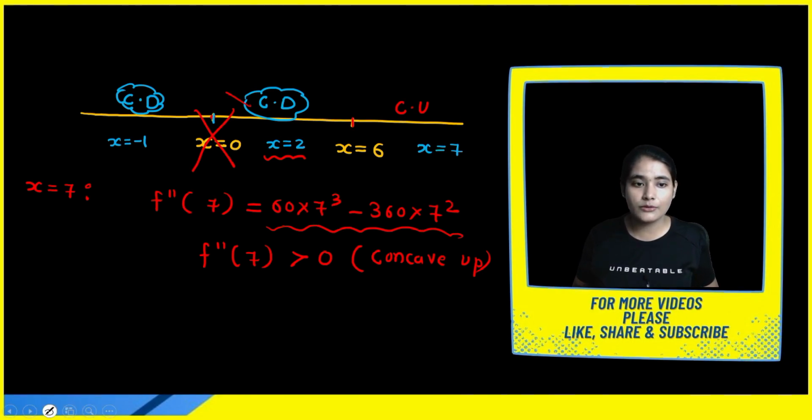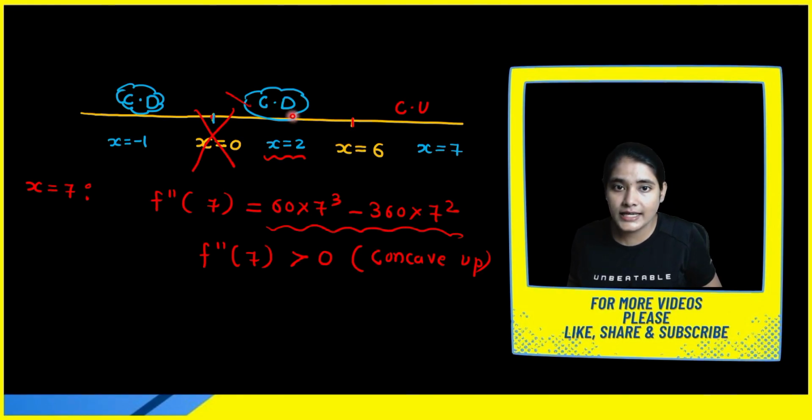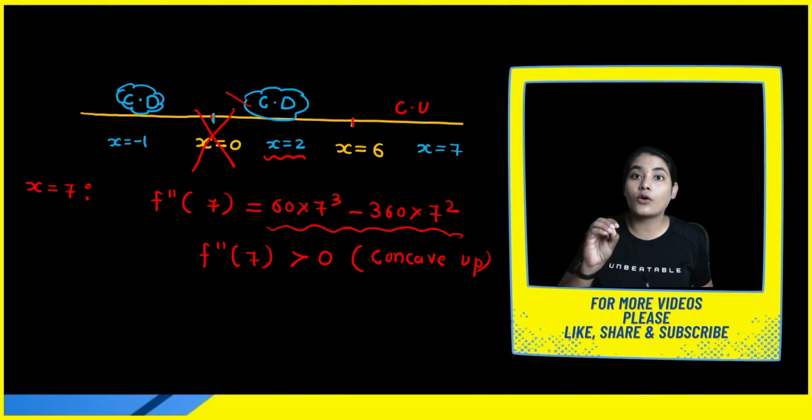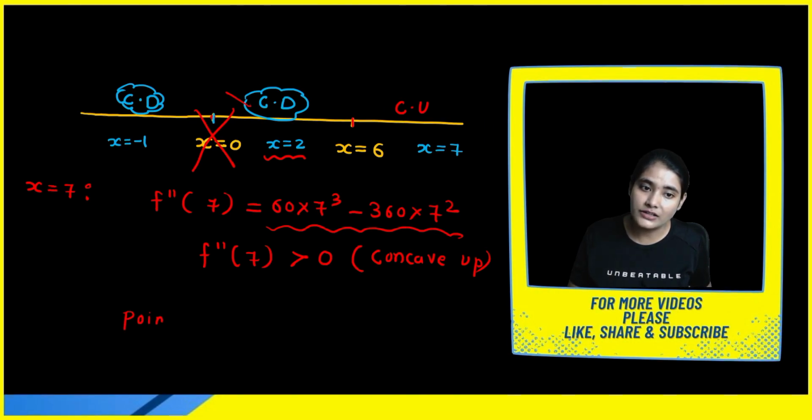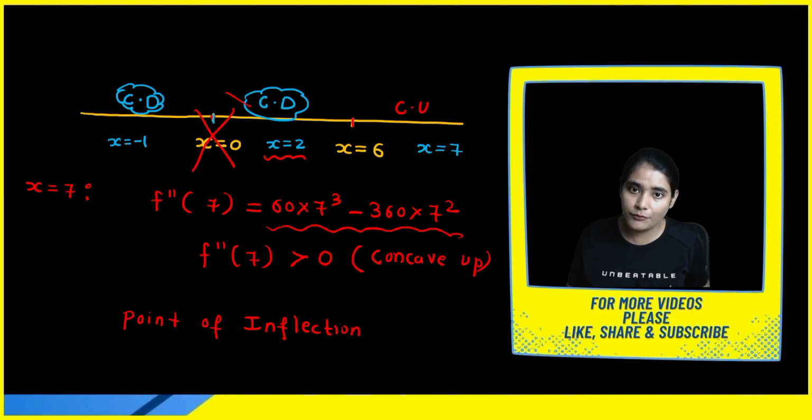Now my dear student, try to understand. Before 6 you are getting concave down. After 6 you are getting concave up. It means there is a concavity change. If there is a concavity change, then this is my point of inflection that you have to find. What is the value of the point of inflection? x is equal to 6. The point of inflection is 6.